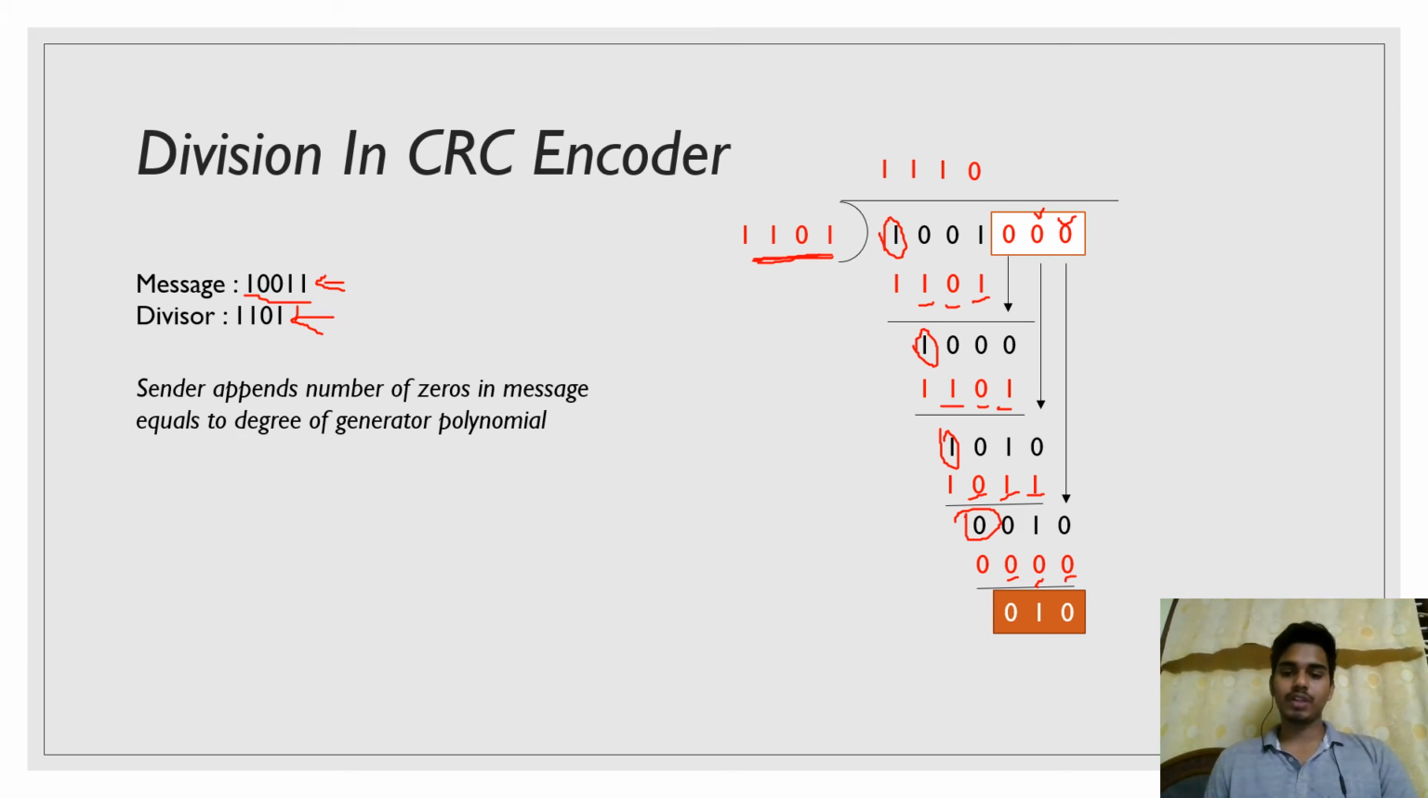In this way we will obtain the remainder as 010, and the code word will be 1001010. Here 1001 is the message, and we have obtained the remainder as 010. So this is the code word that will be sent from the sender.